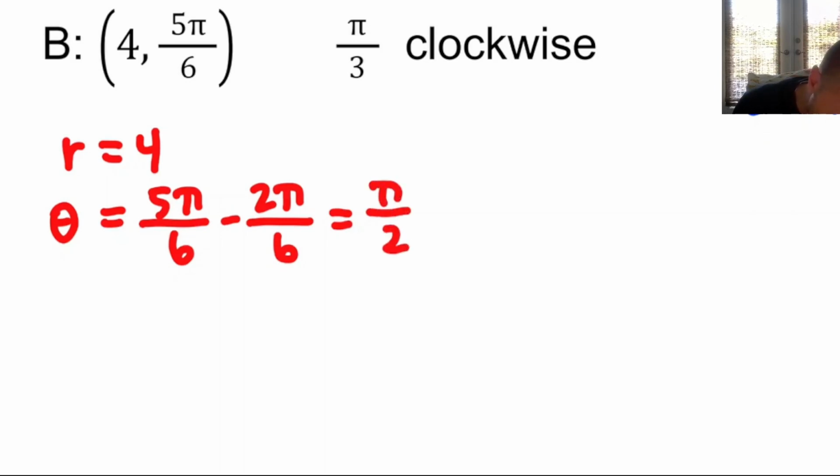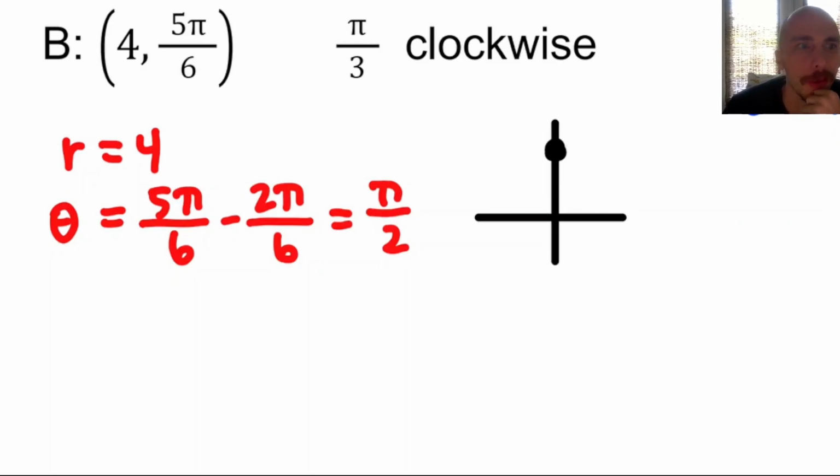Okay, so if r is 4 and theta is pi over 2, I'm just going to draw a diagram. I'm going up 4 units along pi over 2, so that's going to be where x is 0 and y is 4.